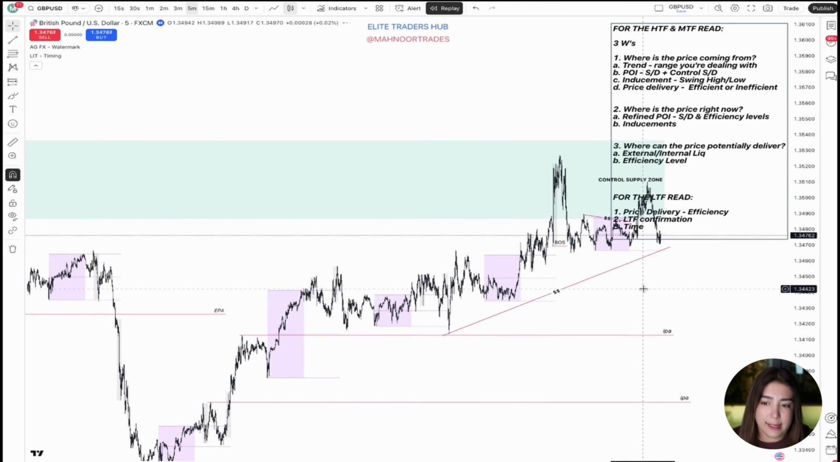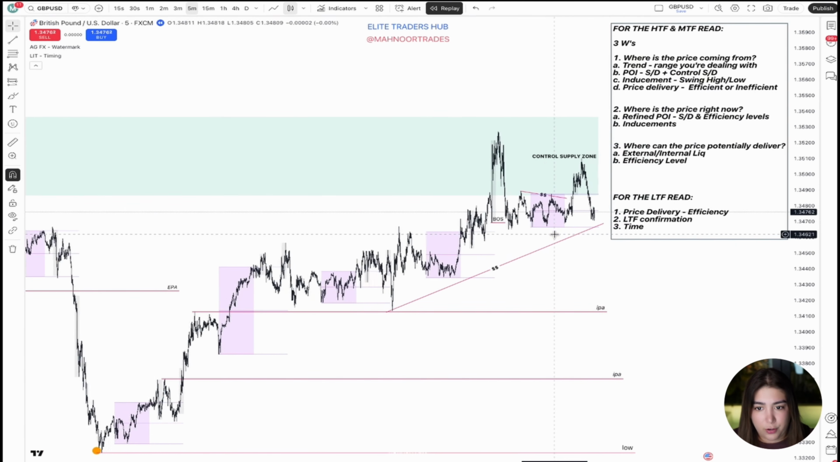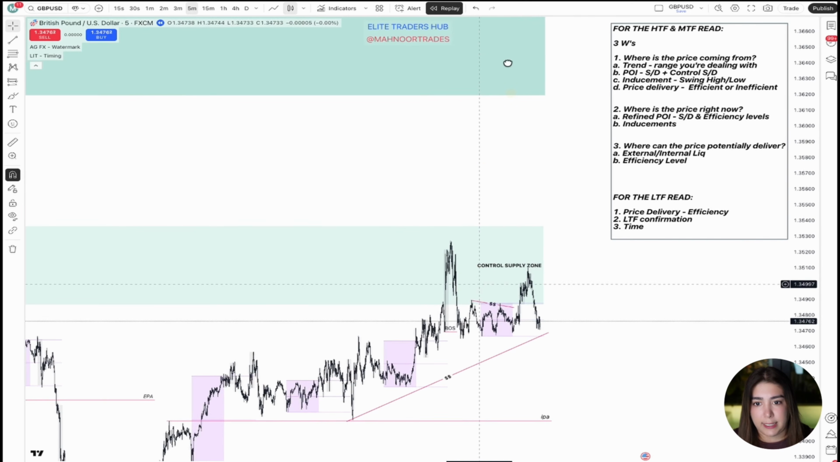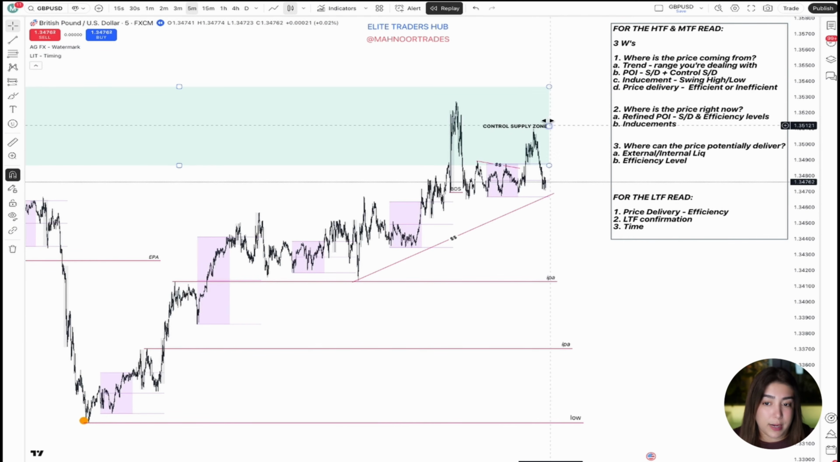But one thing that helps me understand whether the price is ready to deliver all the way to the upside, towards this extreme supply zone, or ready to create a new low, is the price delivery. Now, we identified on the higher time frame that the price delivery from this swing point is not good. Why is it not good? Because it's leaving behind inefficiencies. It's leaving behind trendline liquidity and consolidation.